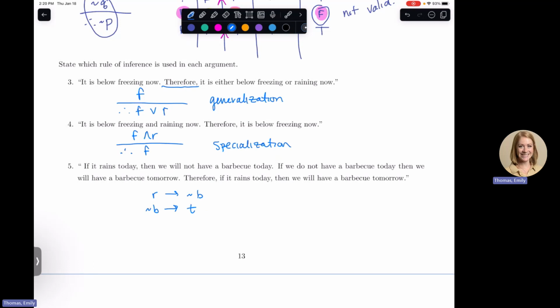I realized that it looked too bold. Do you want to use something else? Let's use an M for Spanish tomorrow. Therefore, here's my hint for my bar: if it rains today, then we will have a barbecue tomorrow.